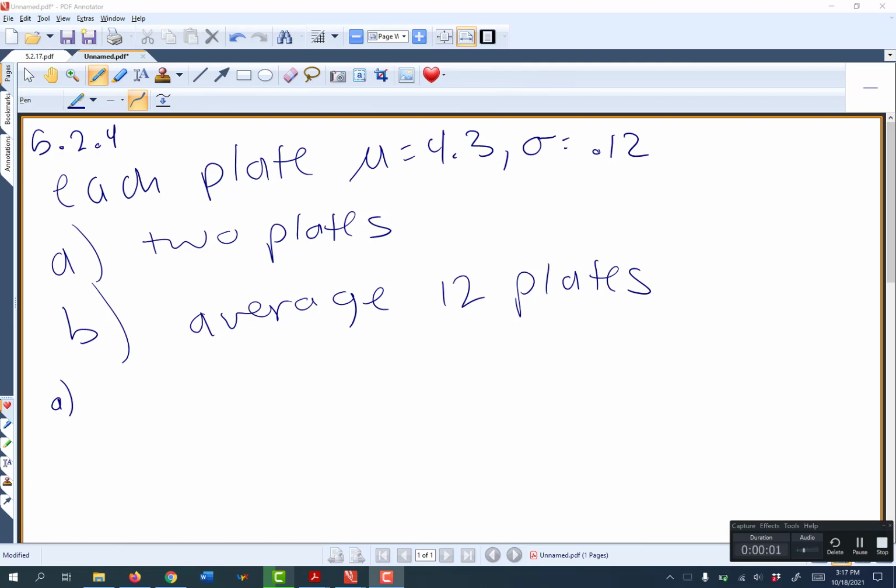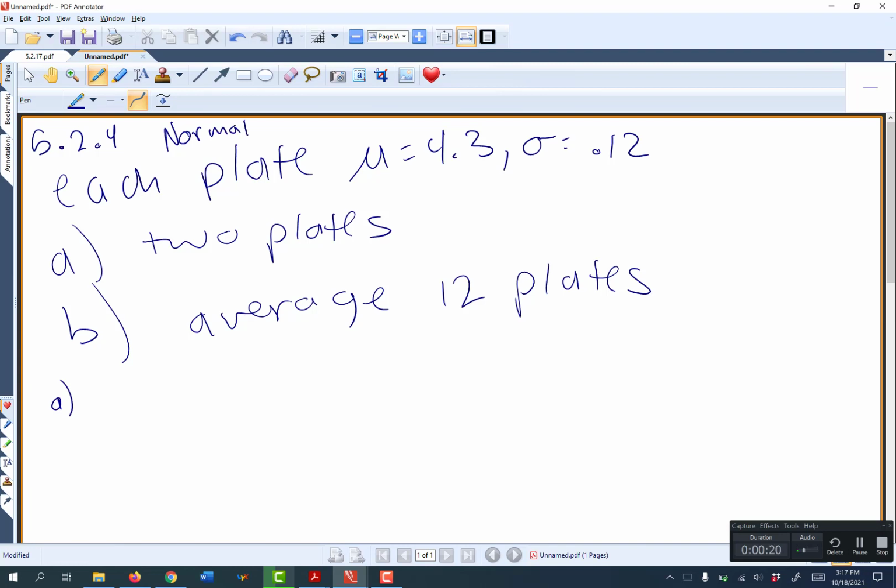So 5.2.4 tells us that we have a bunch of metal plates. Each plate has a mean of 4.3 and a standard deviation of 0.12. It says, what's the distribution of two plates? Let's see, I forgot to say, it said the widths or thicknesses are normally distributed for each plate.